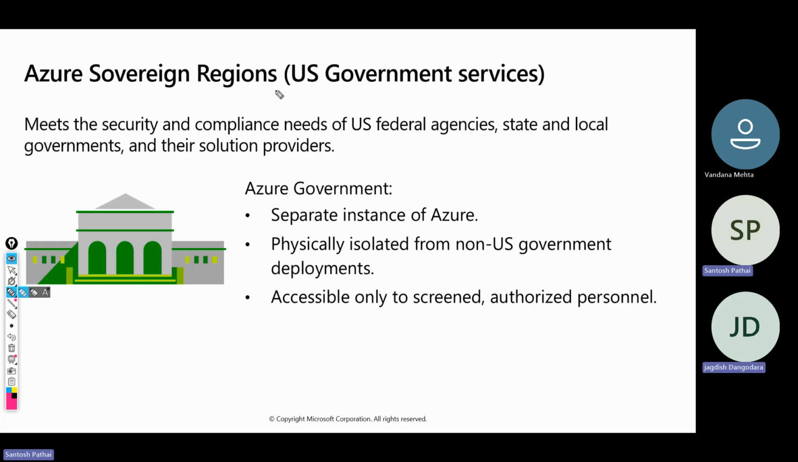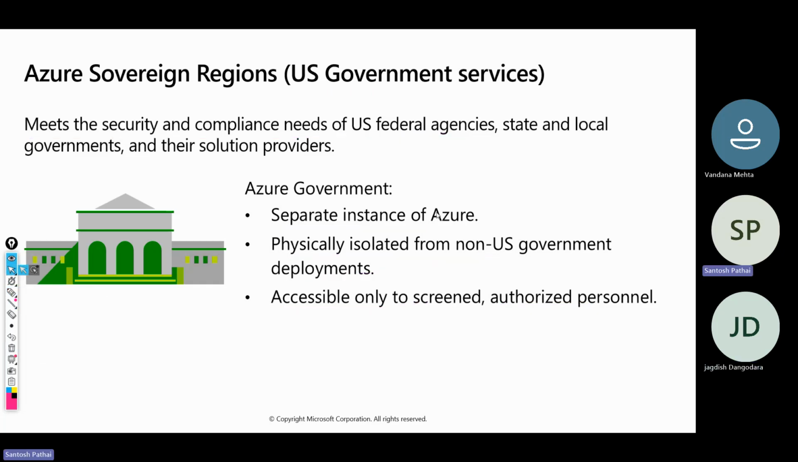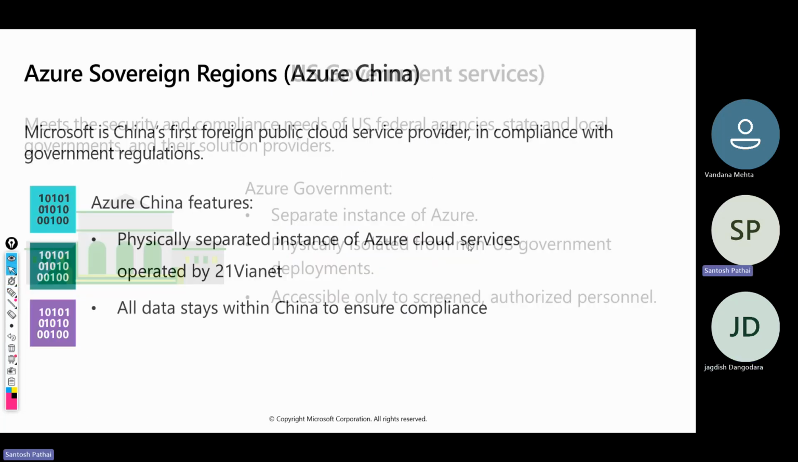Then we have sovereign regions, which are specifically designed for US government agencies. This meets the security and compliance needs of US federal agencies like state and local governments and their solution providers. So they have separate instances of Azure. They are physically isolated from non-US government deployments, and they are accessible only to screened, authorized persons. They are not accessible by anyone else, and these are termed Azure sovereign regions.